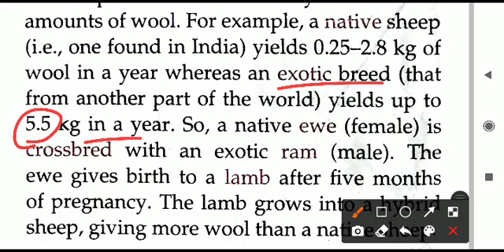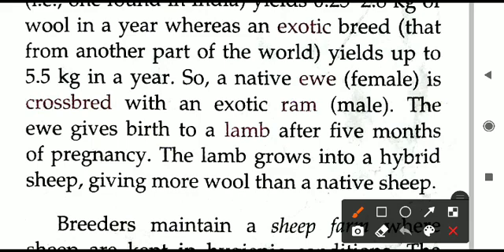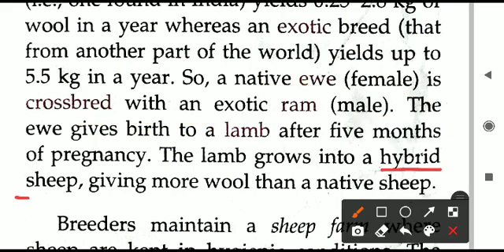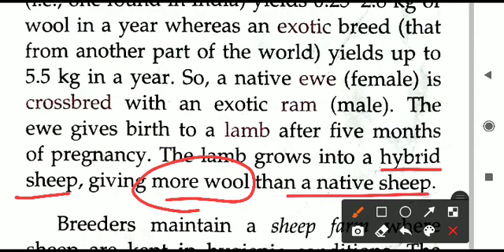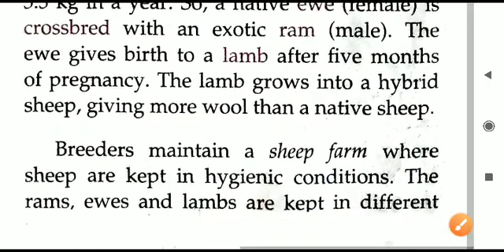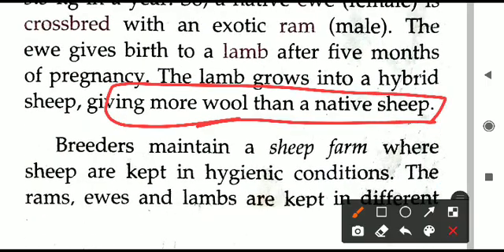In the same way the female of the sheep is used. In this you can see a native female is crossed with an exotic ram, that is a male. And the lamb that will be produced after 5 months will be a hybrid sheep, and it will give more wool than a native sheep. So we can use our native and the exotic breed, one female and one male, and the resulting offspring, the lamb, will be a hybrid variety, and that hybrid sheep will produce more wool than the native sheep.